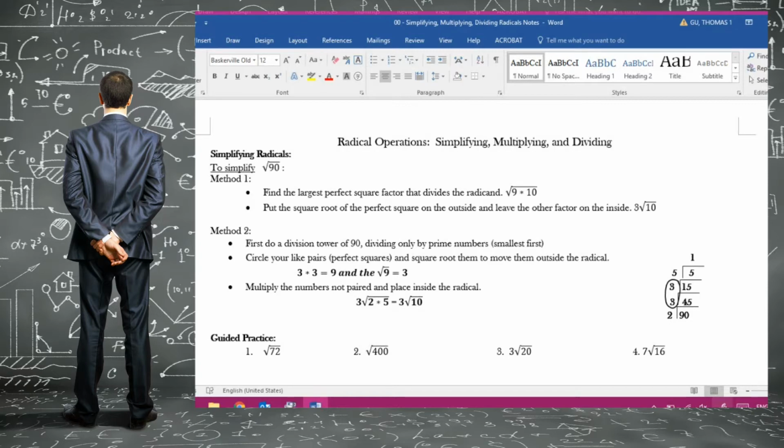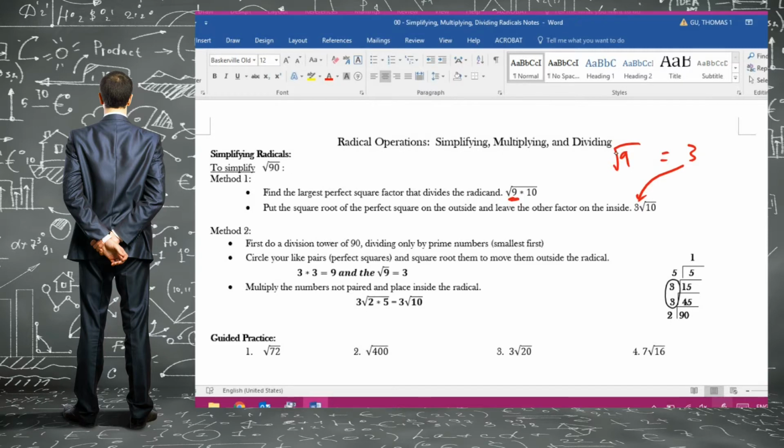We've got two methods here. Check this out. If we're going to simplify the radical 90, method 1, we can find the largest perfect square factor that divides the radicand, that's the number inside the radical. For example, you see 9 is the largest perfect square that divides the radicand, and then we're going to put the square root of the perfect square. What's the square root of 9? That's going to be 3. We put the square root of the perfect square on the outside and leave the other factor on the inside, so then that leaves us with 3 square roots of 10.